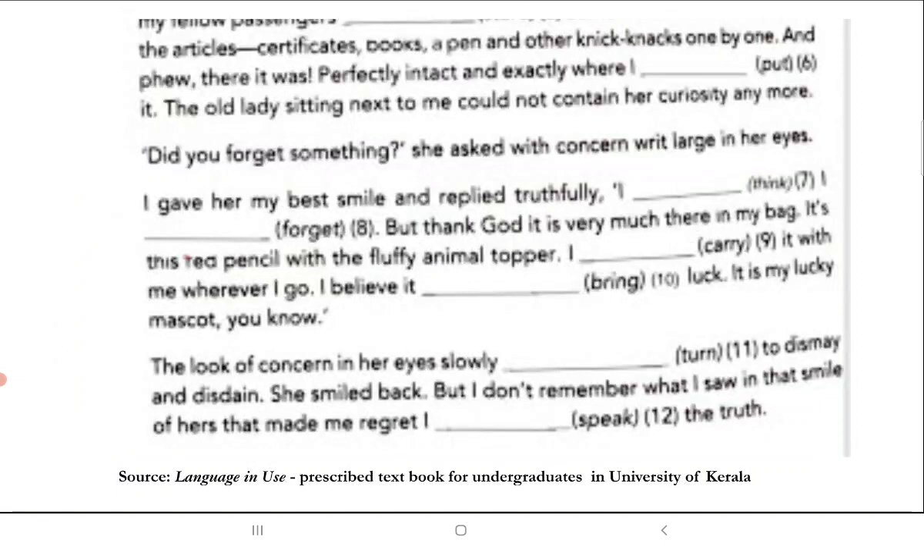It is my lucky mascot, you know. The look of concern in her eyes slowly dash to dismay and disdain. The verb form is turned, T-U-R-N-E-D, turned to dismay and disdain. She smiled back, but I don't remember what I saw in that smile of hers that made me regret. I dash the truth. In brackets, it is speak. I spoke the truth.